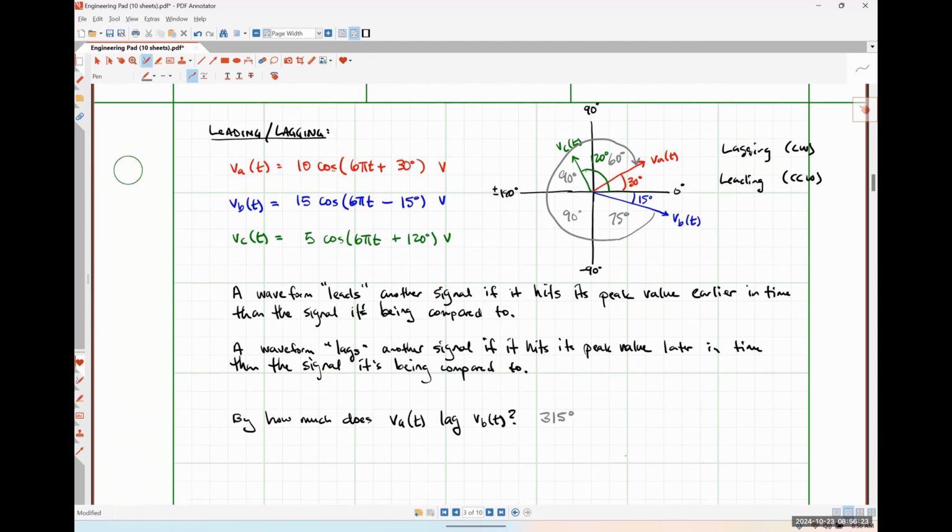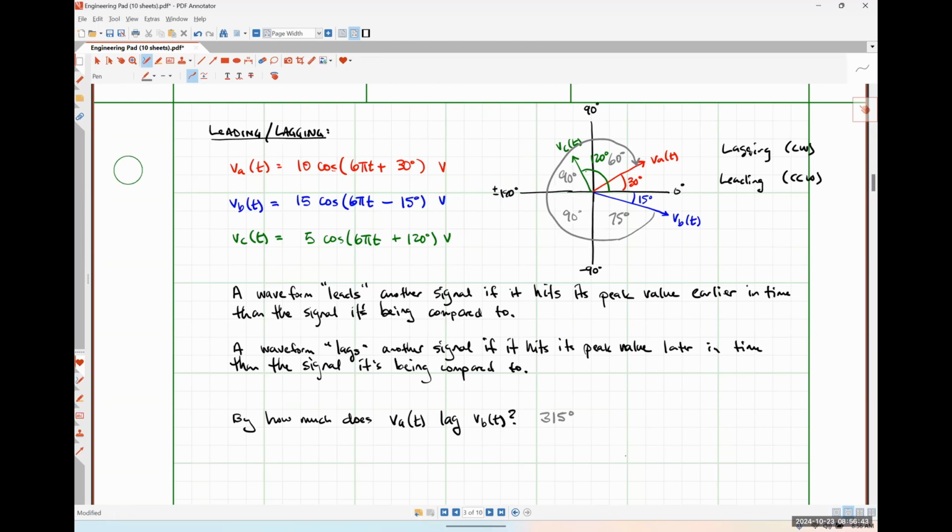So in your homeworks, on your exams, all of that kind of good stuff, the second signal in the expression is your reference. That's where you're going to start your measurement. If you are measuring lagging, you go clockwise. If you are measuring leading, you go counterclockwise.